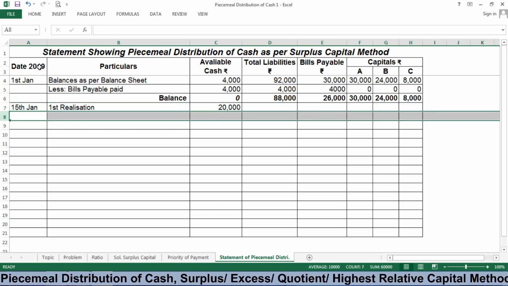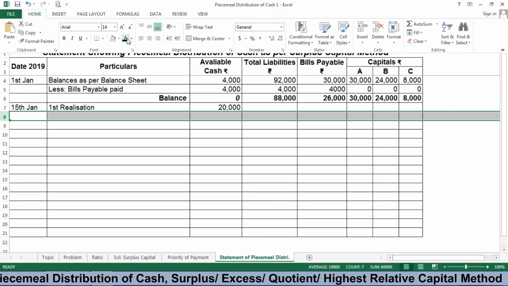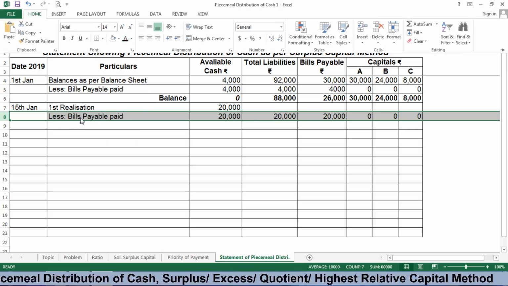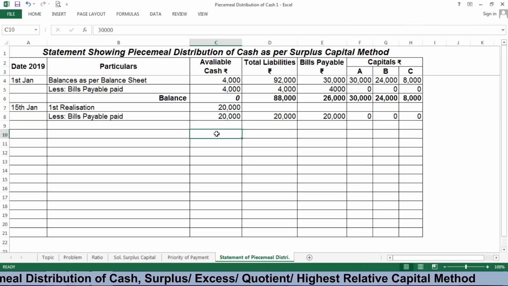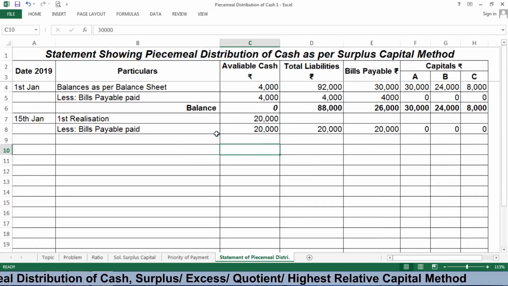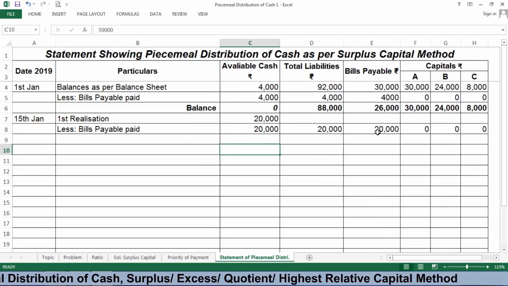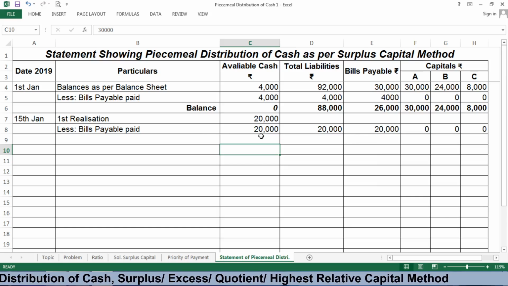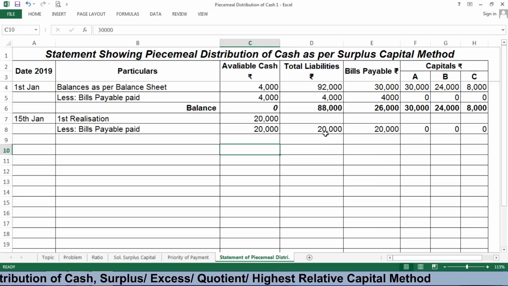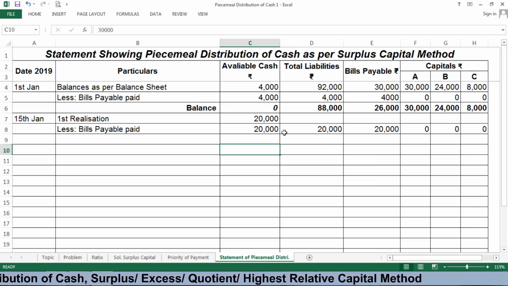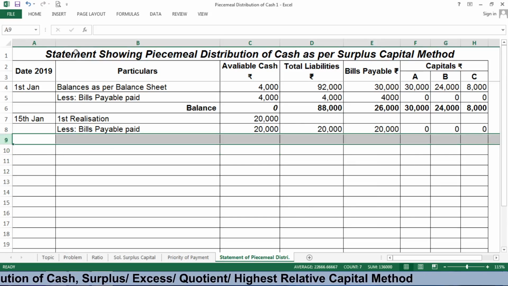Now our next step is to pay the bills payable. Okay, so let's see bills payable paid. We were having an amount of rupees 20,000 and we pay 20,000 for bills payable. When we pay rupees 20,000, our total liability will be reduced and bills payable also will be reduced. Now let's see what happened.